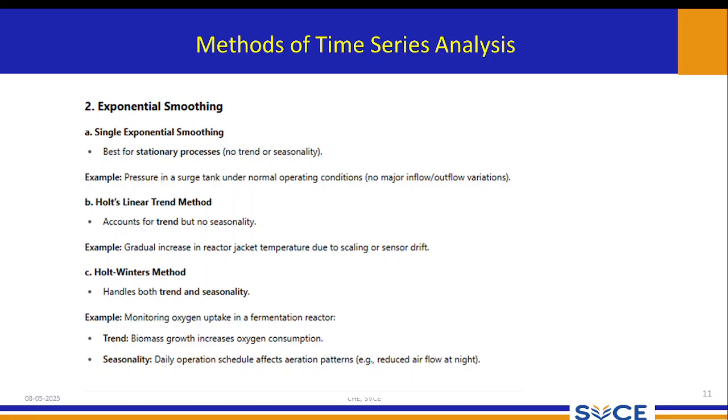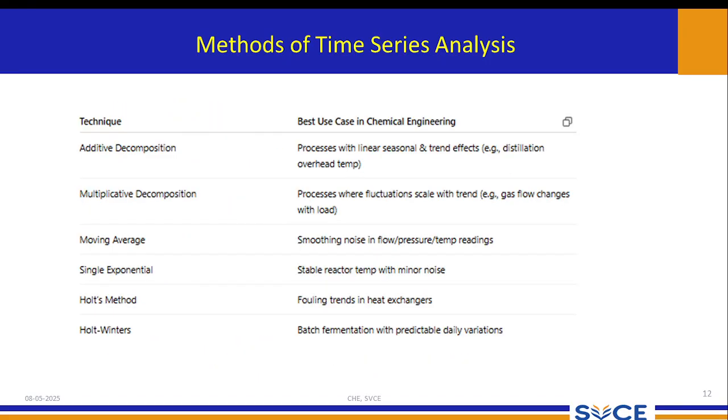Whereas the Holt-Winters method accounts for both trend and seasonality, for example monitoring oxygen uptake in a fermentation reactor. The trend is that biomass growth increases with oxygen consumption. Seasonality is that the daily operation schedule affects the aeration parameters, for example reduced air flow rate at night. So daily operation affects the aeration parameters, with reduced air flow at night. So for the Holt-Winters method we need to consider both trend and seasonality.